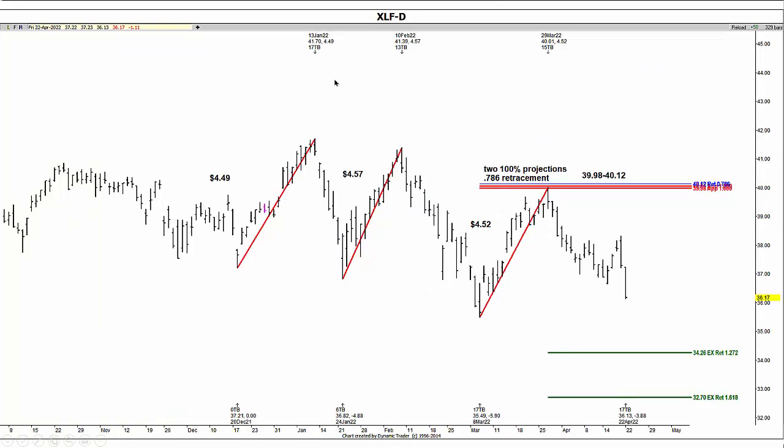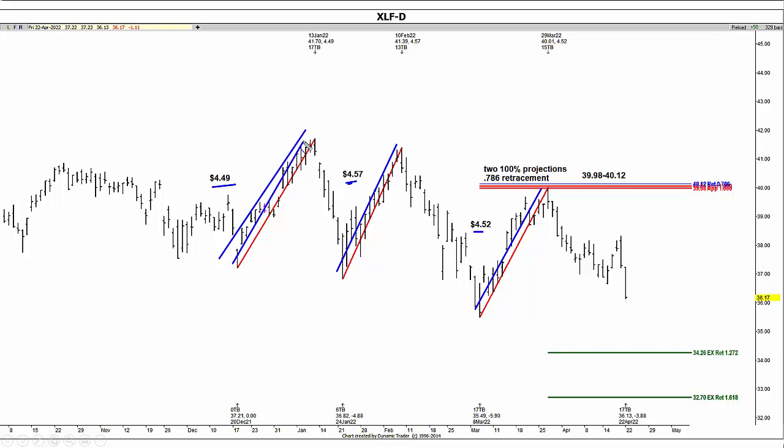Okay, this next example is in XLF. Now there's a concept I use, symmetry. Symmetry is similarity or equality when comparing swings in the same direction. You could just use symmetry by itself to trade and you should be able to make money, especially if you're doing it in the direction of the trend. Now in this case, I'm showing you the symmetry between these swings. This first rally swing was 4.49. This one was similar at 4.57, and this one was similar at $4.52. That was part of where the resistance came from.